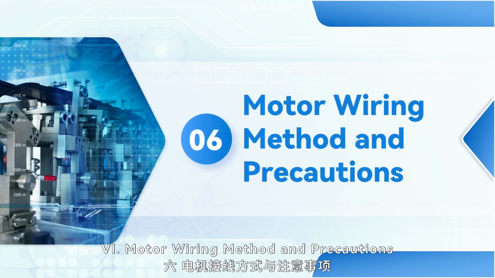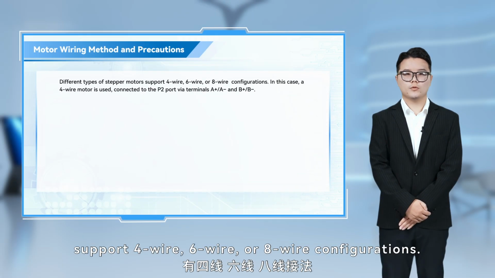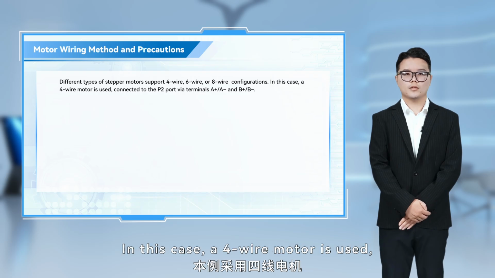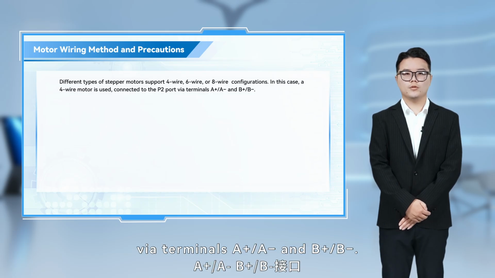Number 6. Motor wiring method and precautions. Different types of stepper motors support 4-wire, 6-wire, or 8-wire configurations. In this case, a 4-wire motor is used, connected to the P2 port via terminals A+/A- and B+/B-.